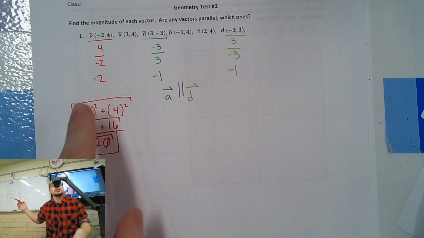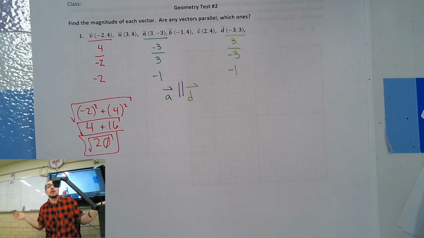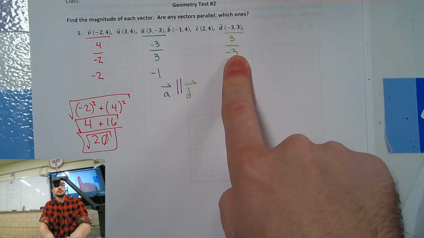I'll probably give you 2 of these tomorrow, and I'll say, are they parallel, are they not? And then I'll say, find the magnitude. Save you time, right? You do it for 2, you can do it for all. I just want to give you lots of examples to practice on, right?